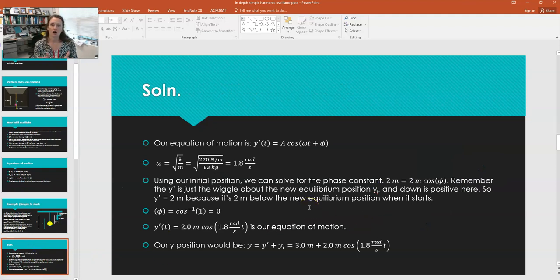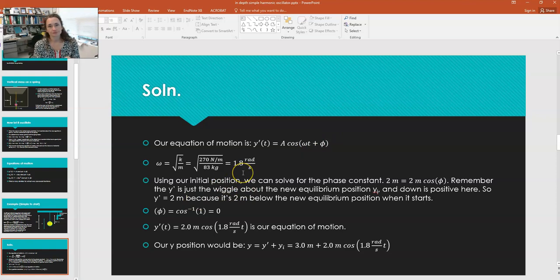Okay, so our equation of motion is y prime of t is A cosine omega t plus phi. We've solved for A. So the next thing in the equation that we need to identify is omega, which is our angular frequency. Okay, now in a previous lecture we developed the idea that omega, the angular frequency, is equal to the square root of k over m, and that came from the solution of our differential equation. So the square root of k over m, k is 270 newtons per meter, and then the mass of the student is 83 kilograms. So if we take the square root of 270 divided by 83, we get 1.8 radians per second for our angular frequency. So that's what we plug into our equation here, A cosine omega t plus phi.